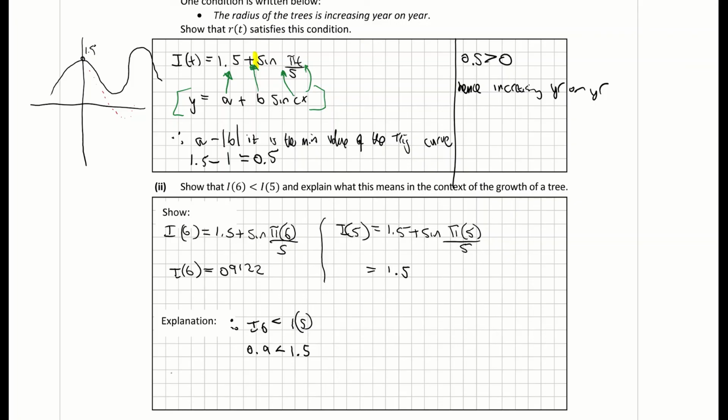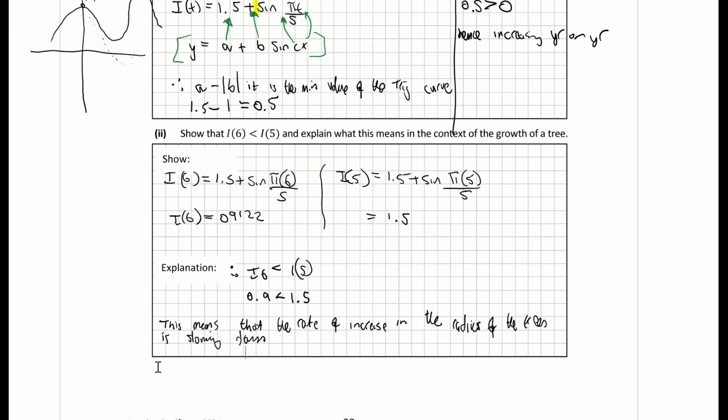Well, let's see. This means that the rate of increase in the radius, or the growth of the trees basically, we'll just say the radius of the trees, is slowing down. Or in other words, what else could we say?